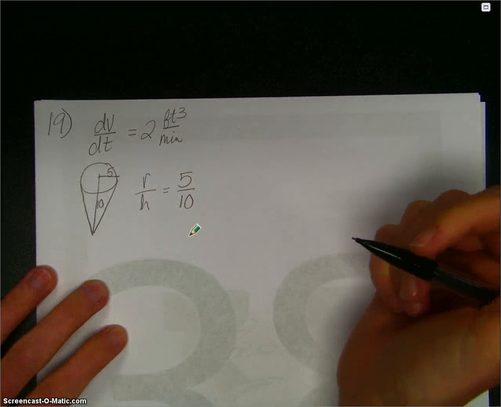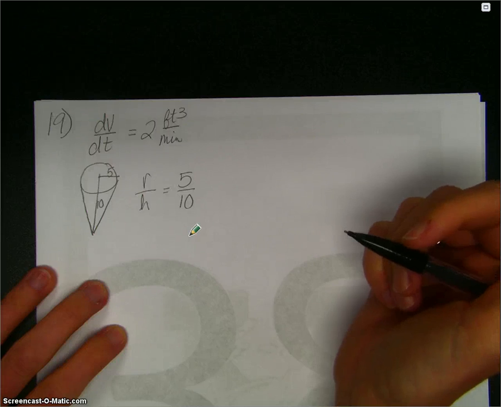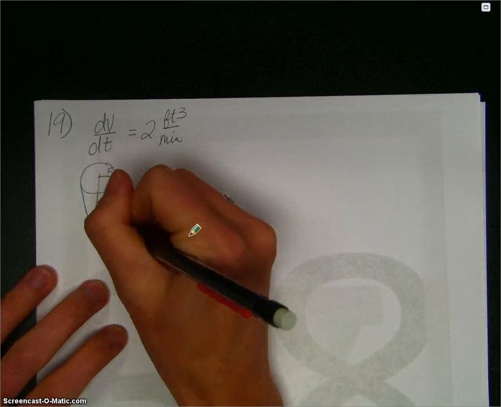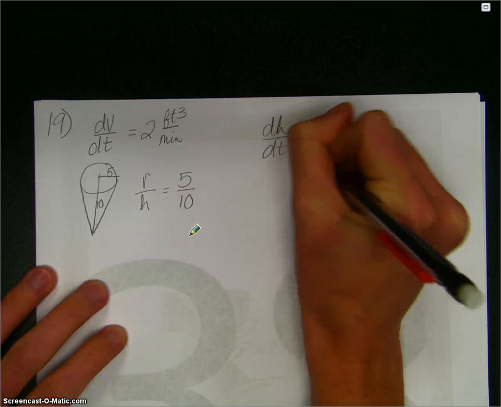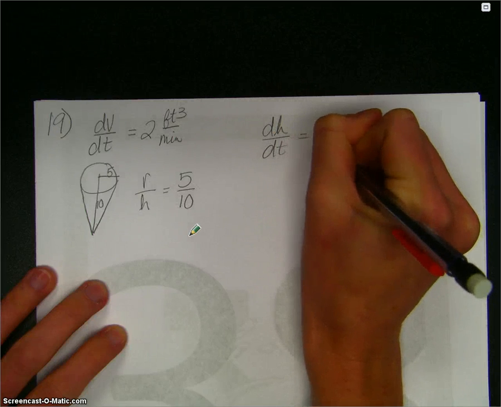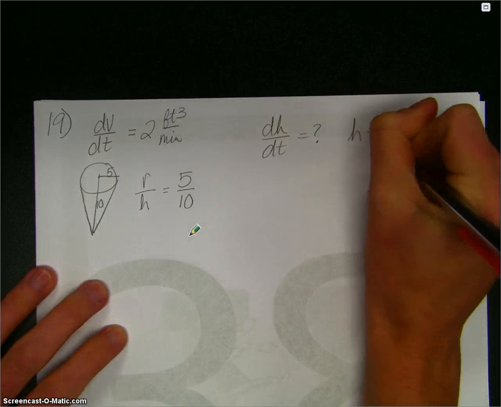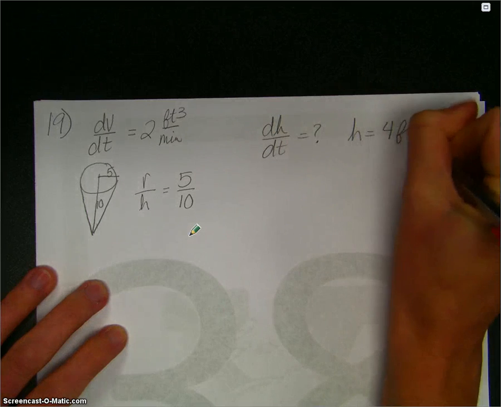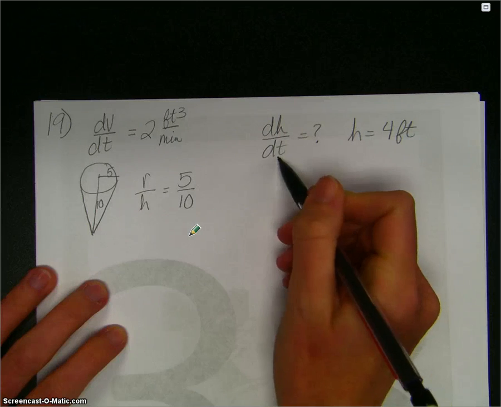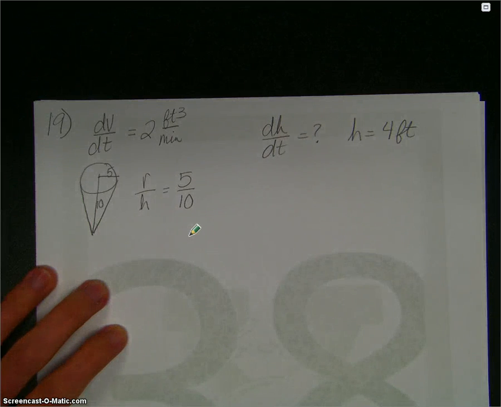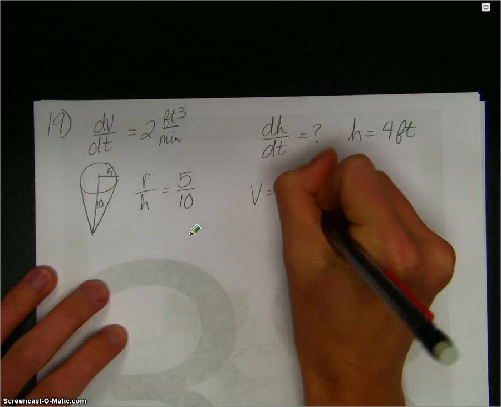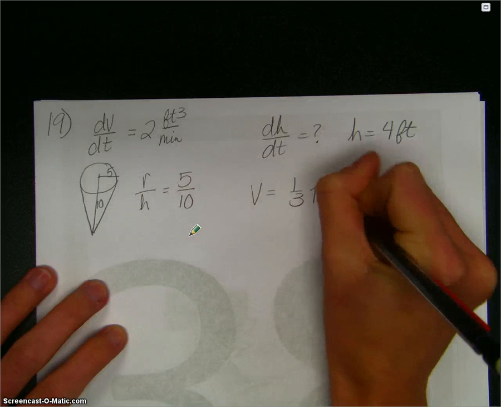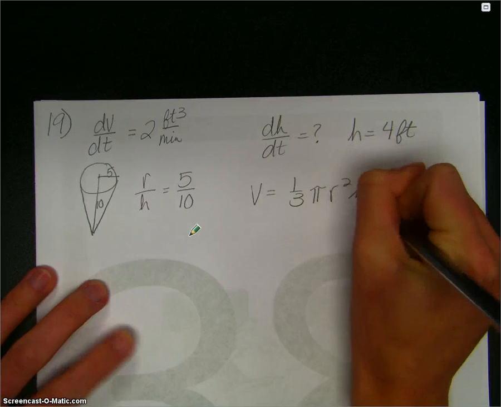Okay, I want to know how fast the water level is sinking. So here's my water level right here. I'm trying to find dH/dt when it is 4 feet deep. So when we have a height of 4 feet, we want to know the rate at which that height is changing. My formula that they have given to me is 1/3 pi r squared h.